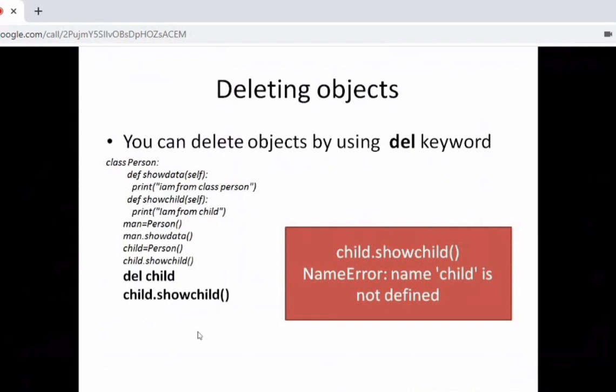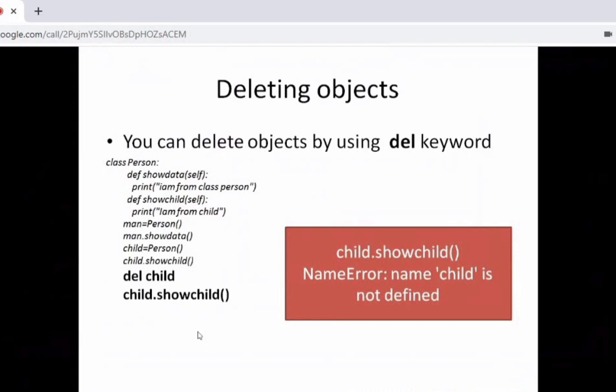Aisha, is it clear? Yes, sir. Okay, very good. So now, why do we need to delete the object? We need to delete the object because the memory has to be flushed. So you delete the object when the scope of the object is completed.